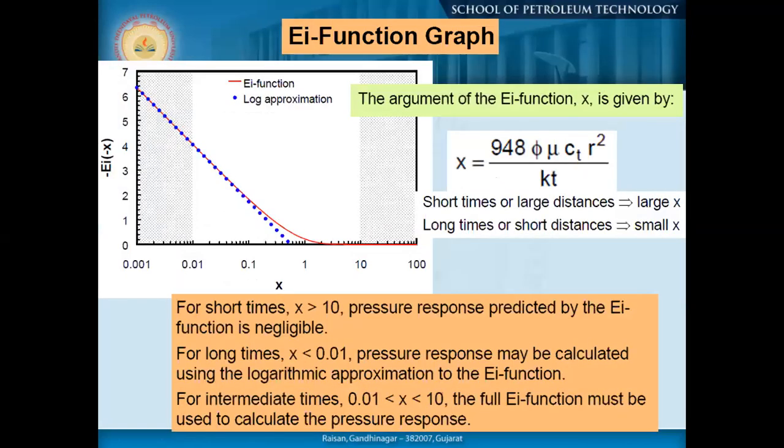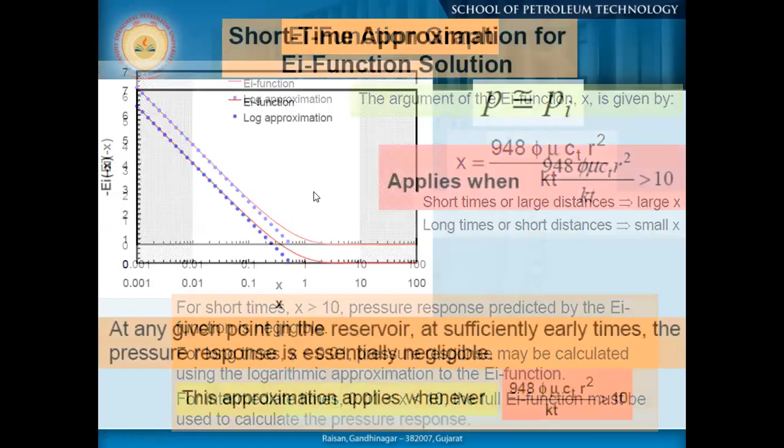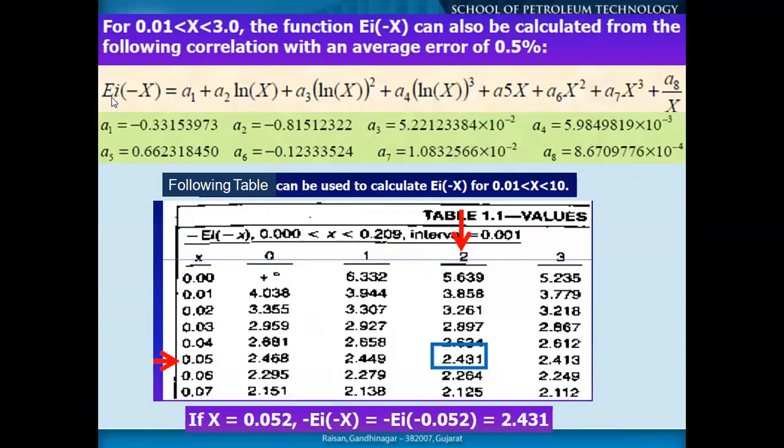If you see, we could take a log approximation of the formulations we discussed earlier, and this is the Ei function. What is the Ei function? I'll go into one slide. So this is the Ei function expansion. Ei(x), minus Ei(-x), is equal to A1 plus A2 ln x plus A3 (ln x) squared plus A4 (ln x) cubed plus A5. This is a very big expansion.